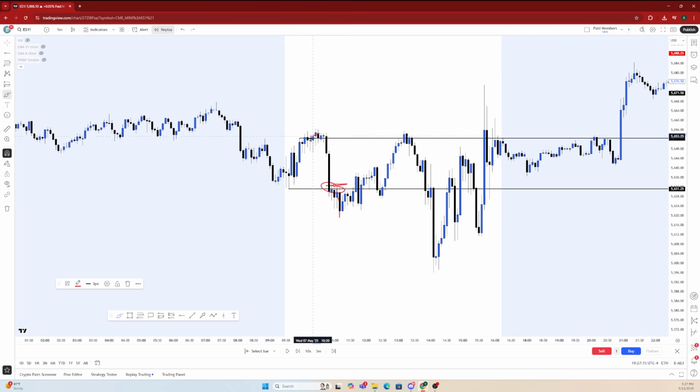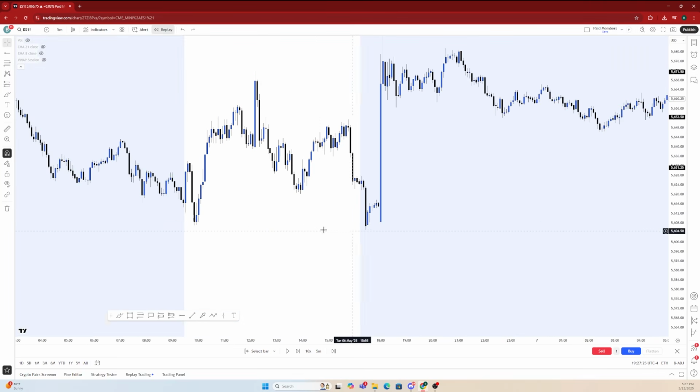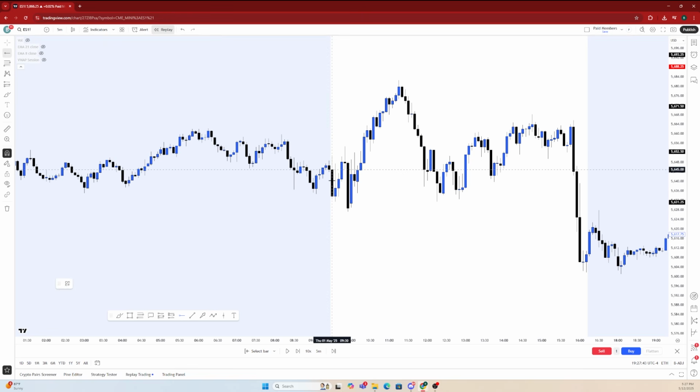Or even if you did decide to go long right here because price was holding above that area and we did have these long lower wicks, then guess what? You simply just stopped out of the trade. No strategy is going to be 100%. Here's another scenario right here.